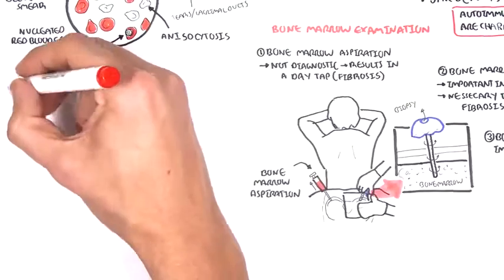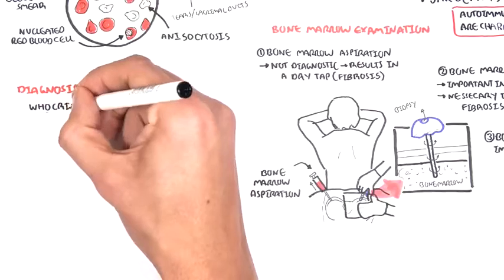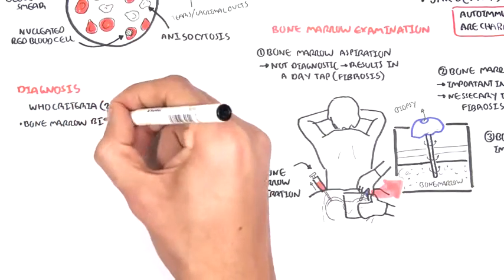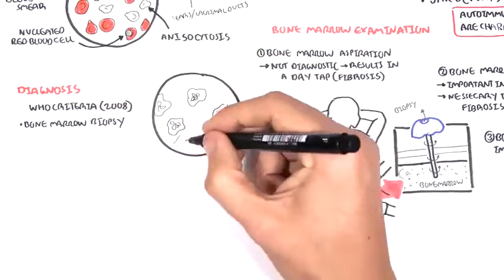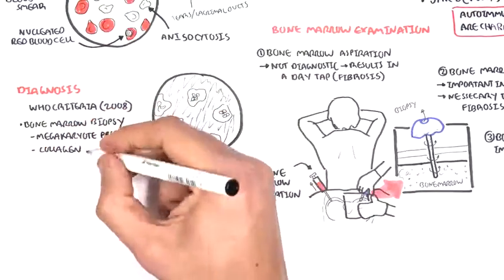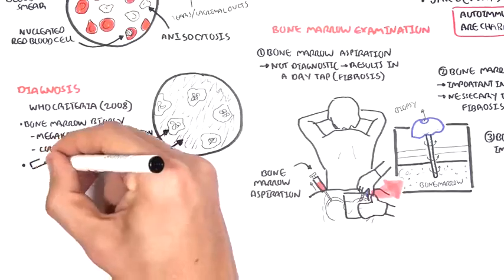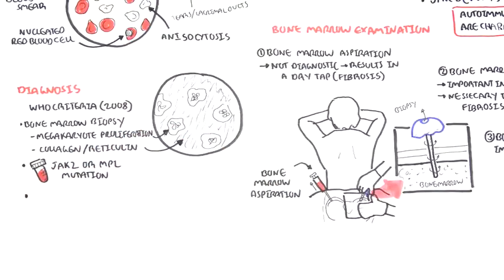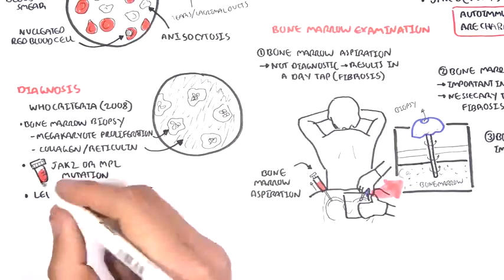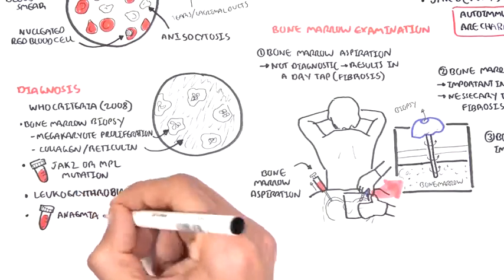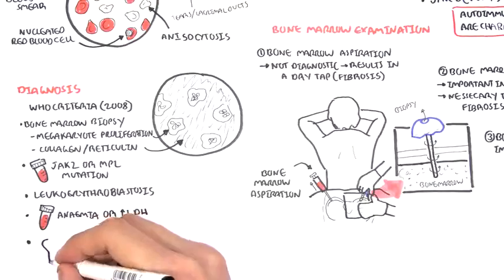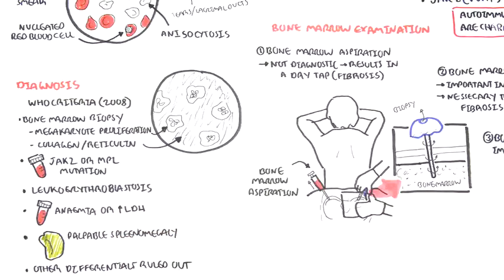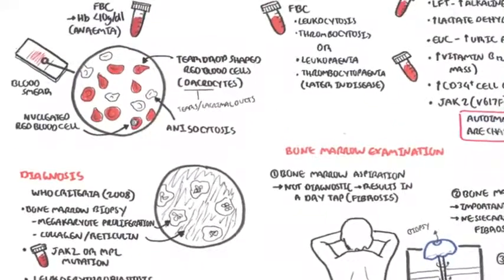The diagnosis of myelofibrosis is based on the World Health Organization criteria in 2008 and needs to include most of the following. 1. A bone marrow biopsy which shows megakaryocyte proliferation as well as collagen and reticulin deposition throughout, JAK2 or MPL mutation. There can be leukoerythroblastosis, signs of anemia, or an increase in lactate dehydrogenase, a palpable splenomegaly, and other differential diagnoses have to be ruled out. Not all of these have to be met in order to diagnose primary myelofibrosis, but the majority needs to be met.